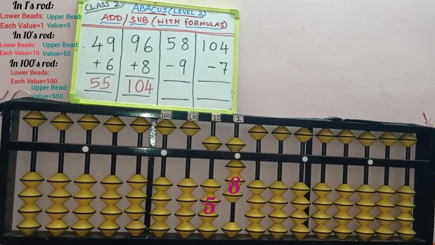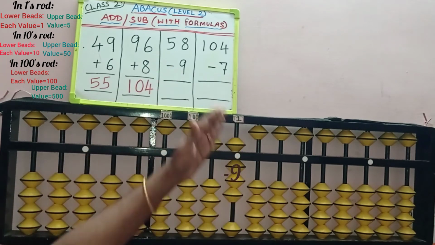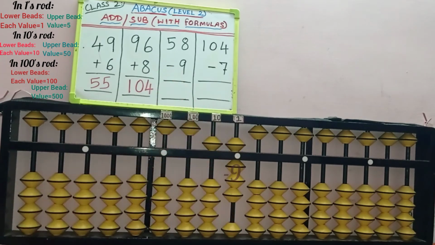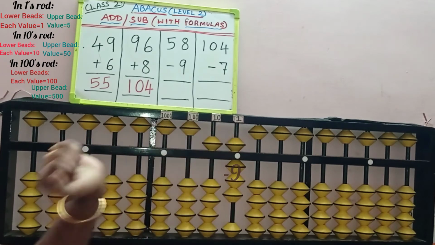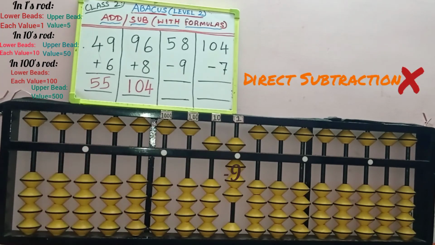Next, second row minus 9. It means we need to remove 9 bits from 1 start because 9 is in 1's place. Okay. Now check here in 1 start whether 9 bits are available to remove. See here, only 8 bits are available here. Hence direct subtraction is not possible to apply.